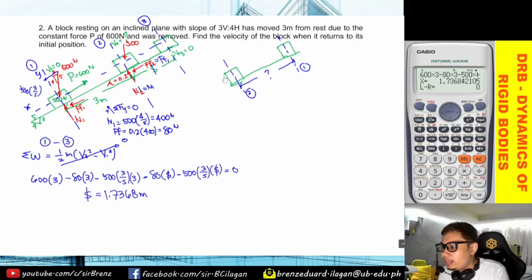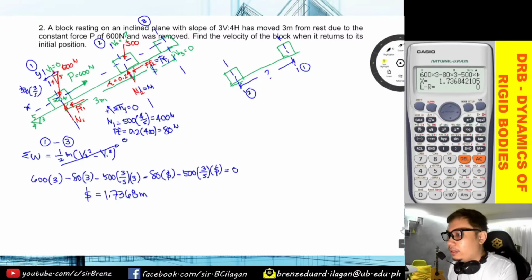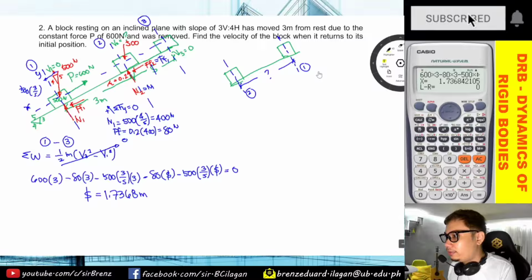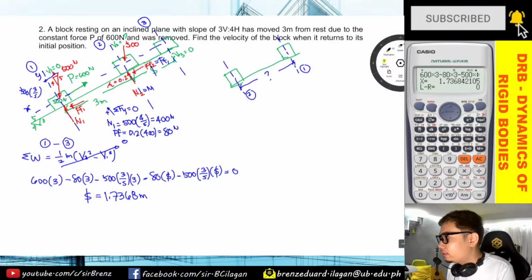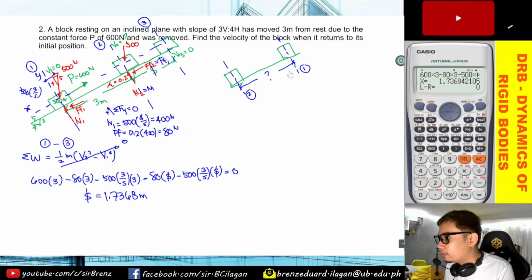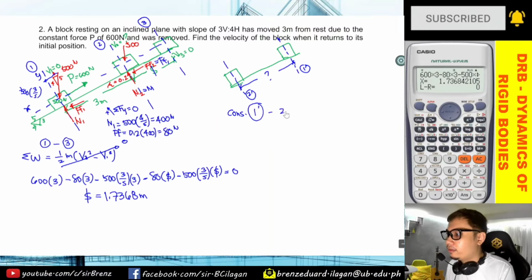Okay, so now we can analyze it. From this point, where it is at the peak, going back to its original position, since we now have the value of S, we can compute its velocity when it returns to its initial position. Okay, so let's go back here. Now, let's add a prime for distinction, considering 1 prime to 2 prime.